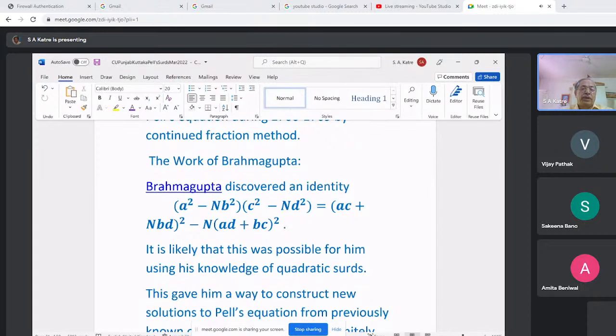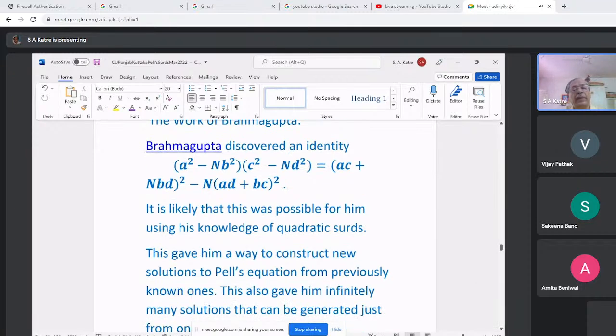This is an important identity which is similar to the identity for complex numbers. For example, if z is a complex number a plus ib, then mod z is root of a square plus b square, and mod z square is a square plus b square. Now you multiply these two things and you get again a sum of squares. Sum of squares into sum of squares is equal to a sum of squares. You get the same form. You may also compare with a plus ib into c plus id, and how you multiply them, and you get a similar expression there. So Brahmagupta discovered this identity.